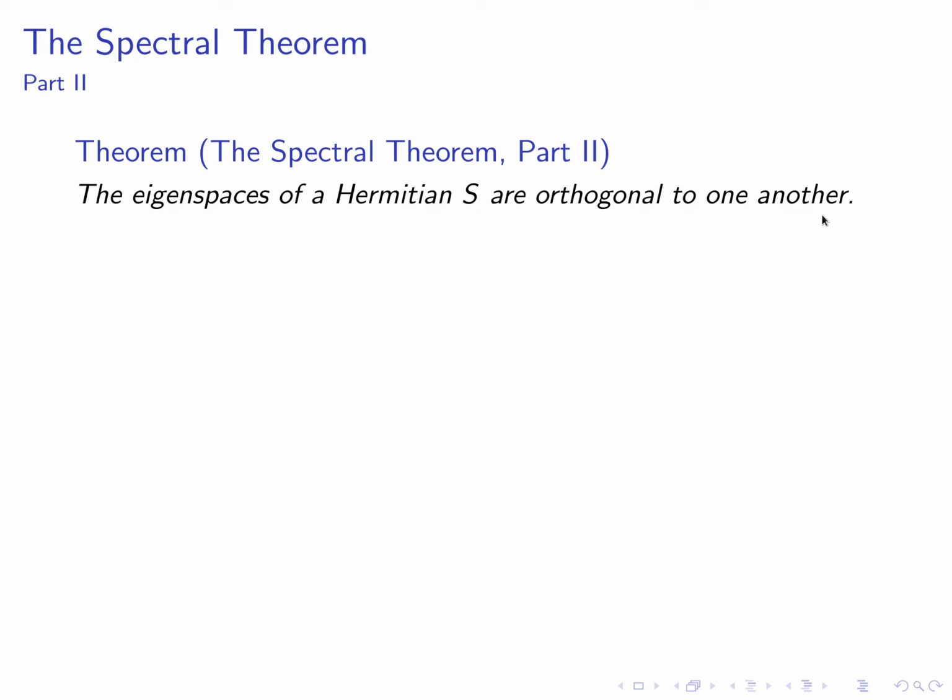orthogonal to one another. So in the motivational example we gave, we saw an example where we had an ordinary 2x2 and a Hermitian matrix, and we looked at their eigenspaces side by side, and we saw that the ordinary matrix had eigenspaces that were not orthogonal to one another, and we saw that the Hermitian matrix had eigenspaces that were orthogonal to one another. The second part of the spectral theorem says that this is guaranteed to happen.